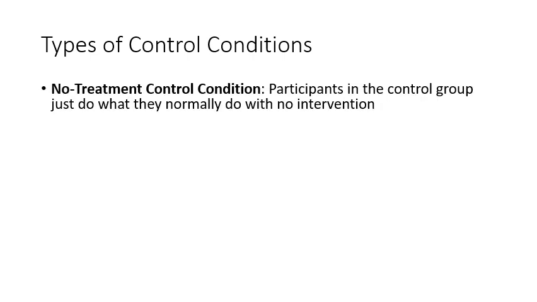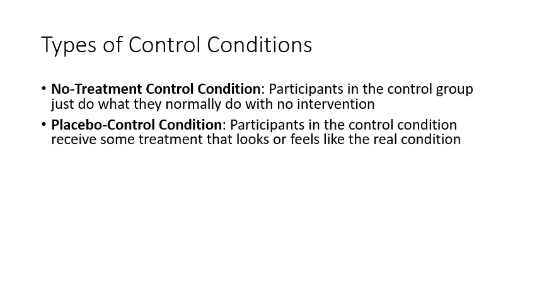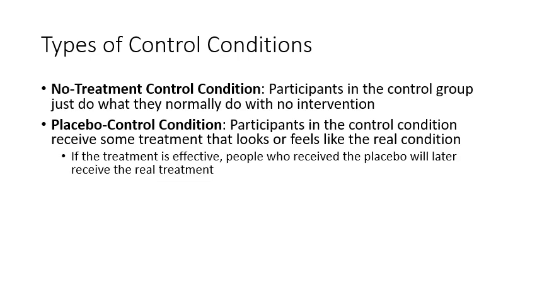So we also have different types of control conditions. We could have a no treatment control condition in which participants in the control group just do what they would normally do, no intervention. We could have a placebo control condition, and the placebo is that fake medicine. We'll talk about this condition a little bit later in this lecture, in the next lecture. Just so you know, if there is a situation where a medicine is being tested and some people are given a fake medicine and it turns out that the real medicine is effective, then generally those people who were given the placebo would receive the real treatment after the experiment is done.